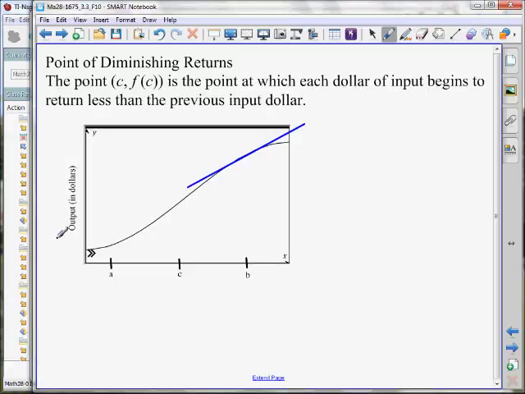I showed this to you yesterday. What did we decide about this point of diminishing returns? What happens to the tangent at that point? It changes from being above the curve to below, or vice versa. So there's a point in here where it actually makes that switch. Where does it make the switch? Yeah, the inflection point. Now, I don't have that at the angle it should be, but it actually would be there.